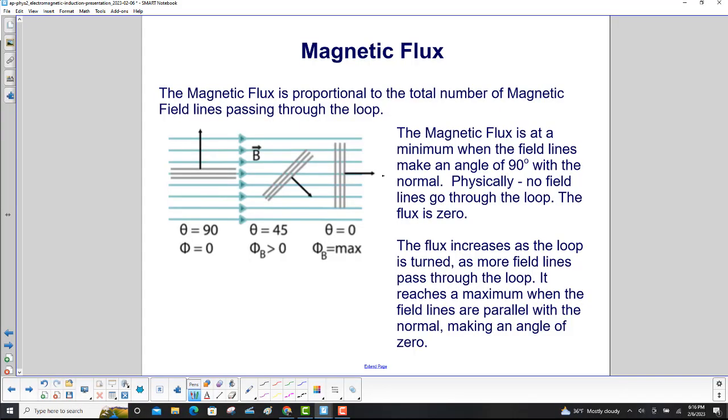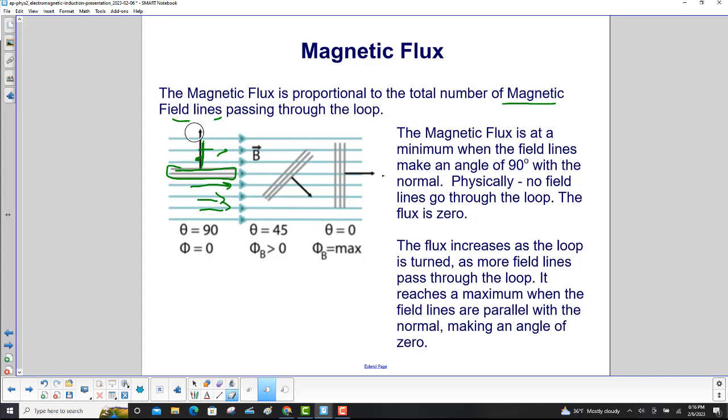The magnetic flux is proportional to the total number of magnetic field lines that pass through the loop. So here's our loop, and the magnetic field is going this way, and this line here is the normal. So the magnetic flux is at a minimum when the field lines, which are these, the horizontal ones, make an angle of 90 degrees with the normal. Okay, there's the 90 degrees, here's the normal.